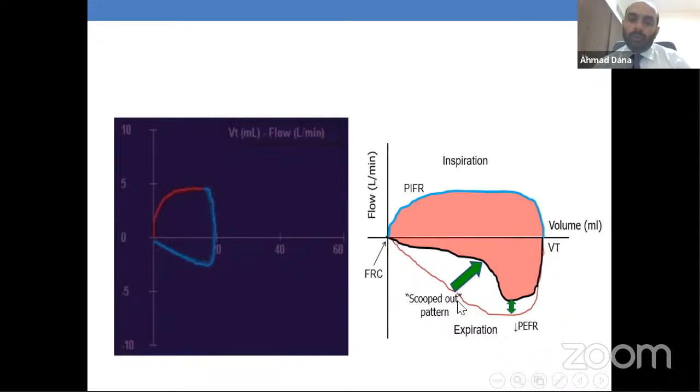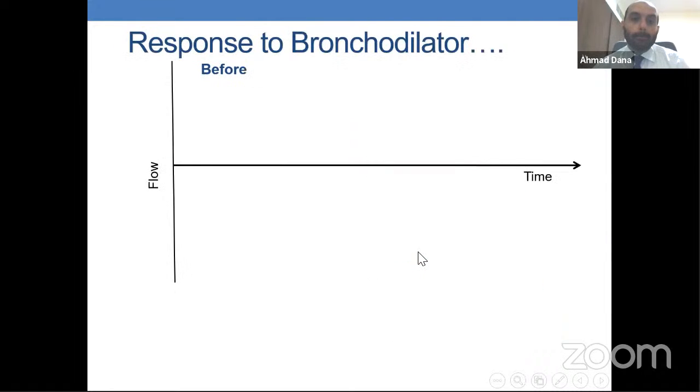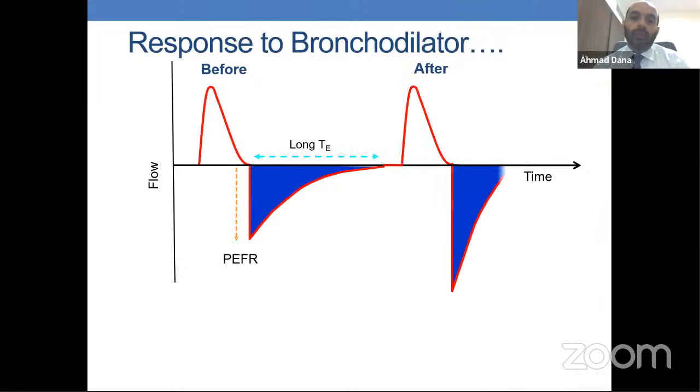We call it scoop out pattern. Or if there is a bronchospasm. So it's coming out in difficulty. So this will help you in case of, let us say, bronchospasm. So how it looks like this, there is some airway resistance.